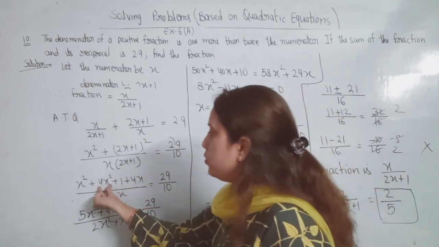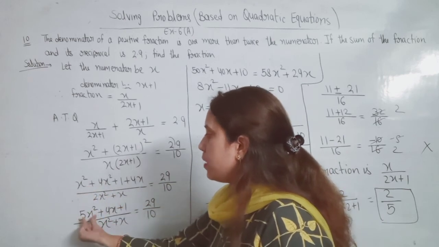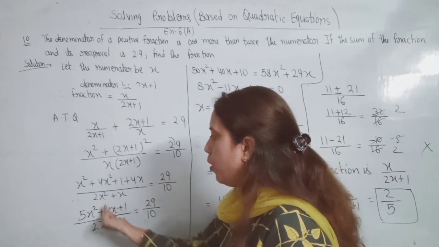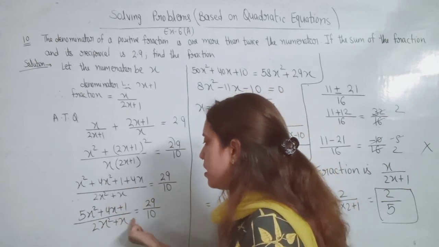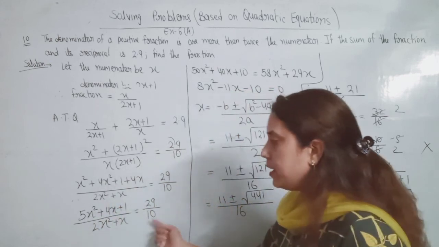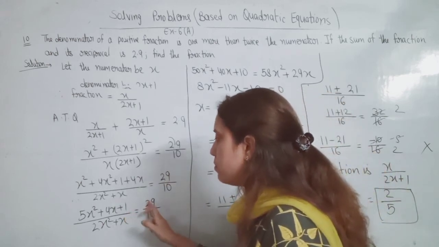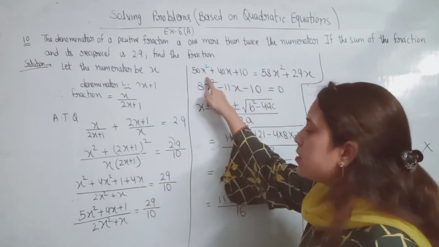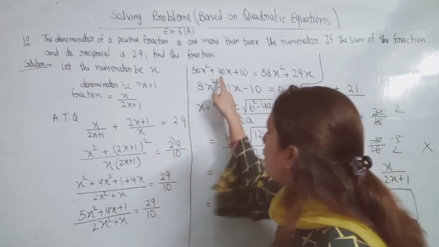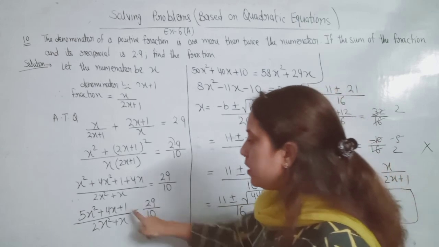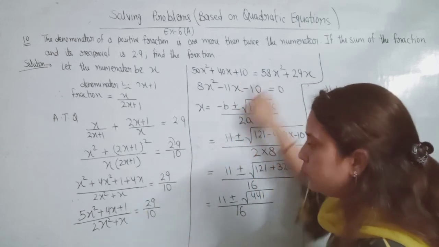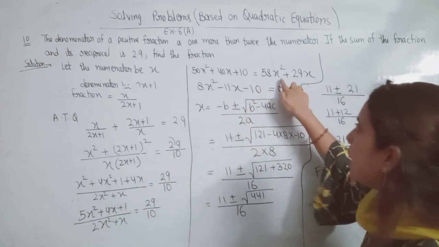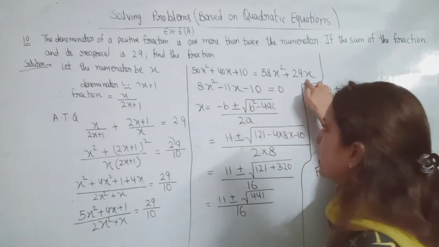Now solve it. (5x² + 4x + 1)/(2x² + x) = 29/10. Now we do the cross multiplication. So it will be 10 into 5, 50x², 10 into 4, 40x, plus 1 into 10, 10, is equal to 29 into 2, 58x² plus 29x.